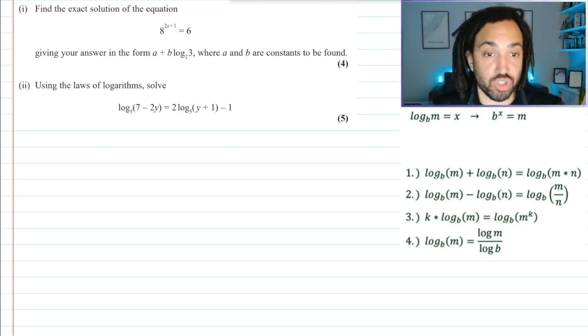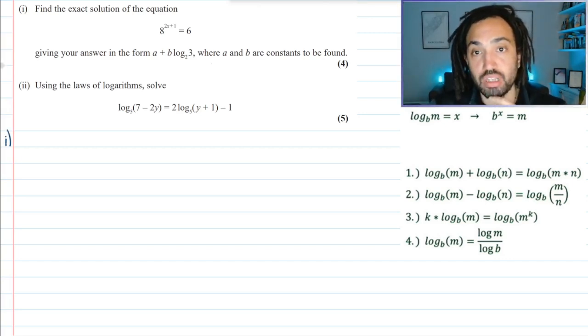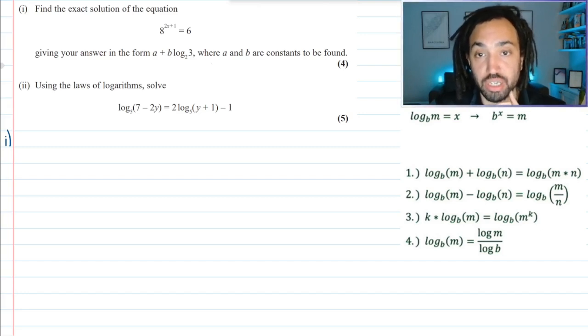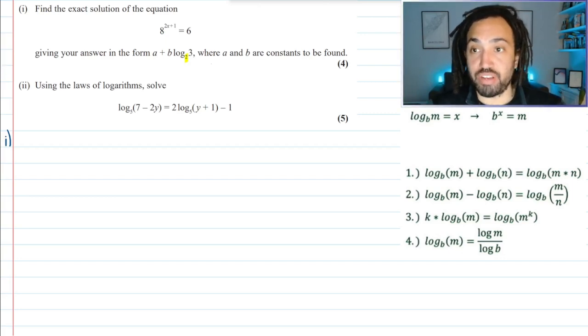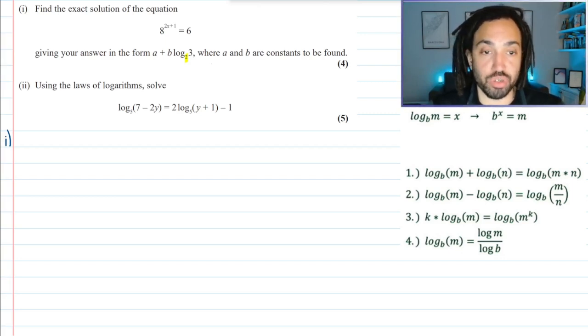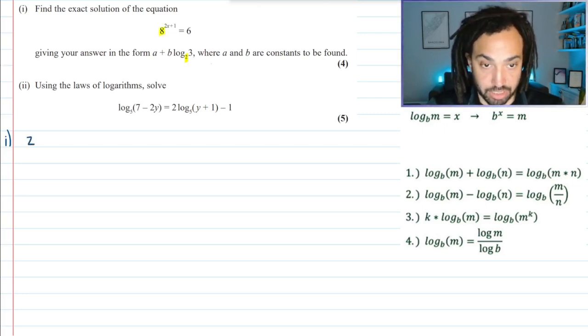Okay, let's do this. So first one, part I. Find the exact solution to this. Well, the first thing I spot straight off the bat is that the answer is in terms of log base 2. So it would be very helpful if we had powers of 2. And I can see here we've got an 8, which I can rewrite as a power of 2. So I'm going to do that first.